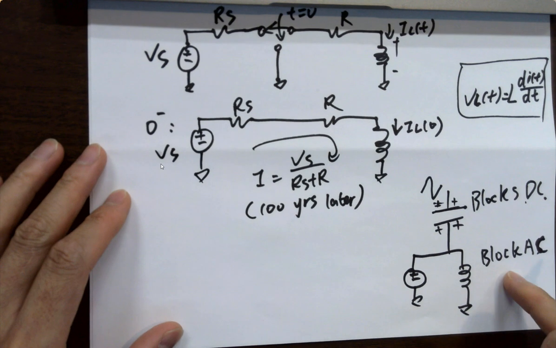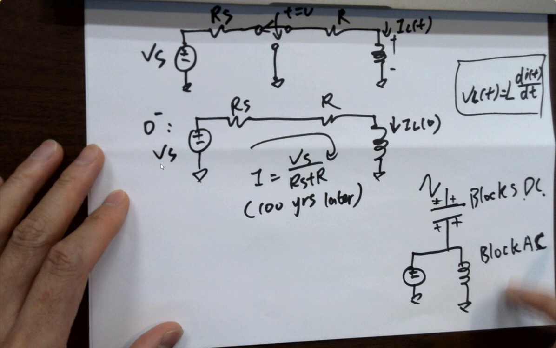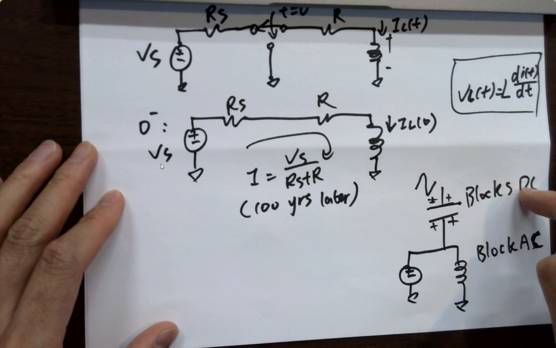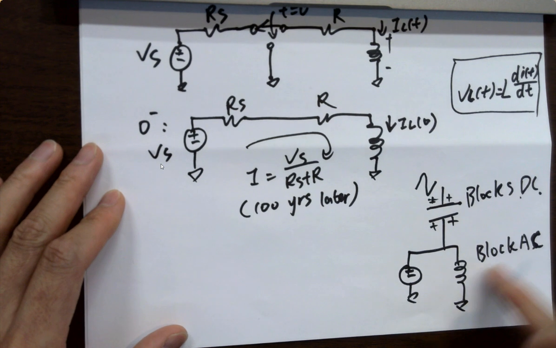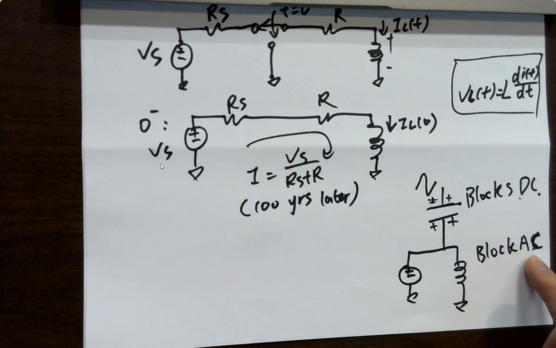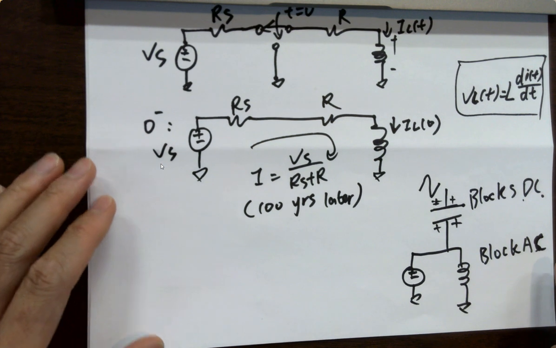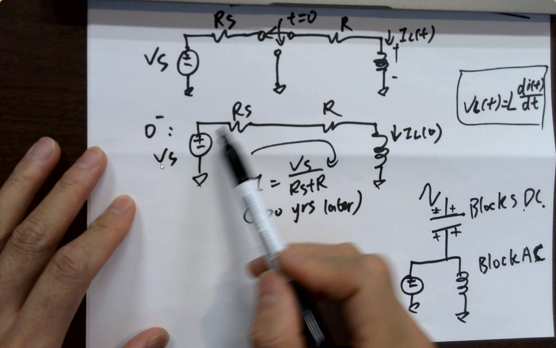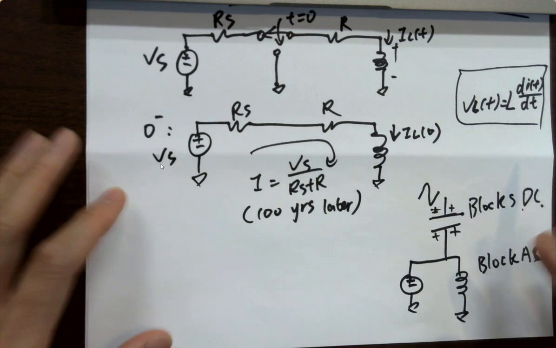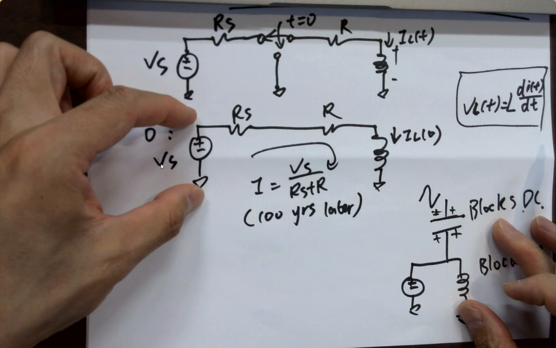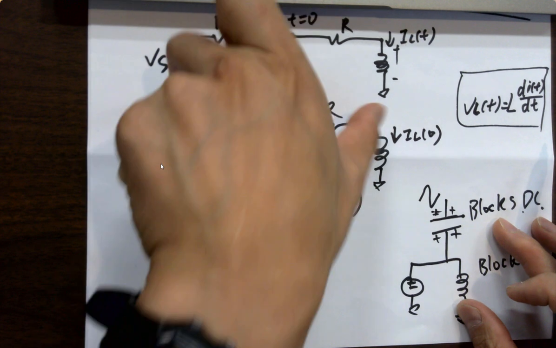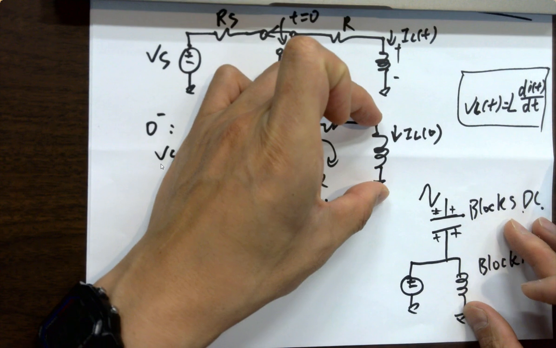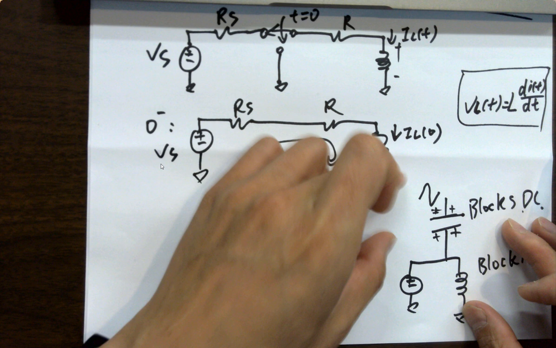But can you understand here? Capacitor blocks DC voltage and inductor blocks AC voltage. Keep that in mind. So that's why here, eventually, it's a DC, right? It's a battery, it's a DC. It's passing DC, so it's a wire.